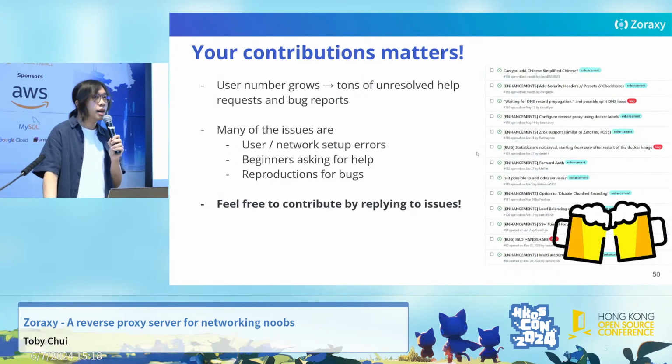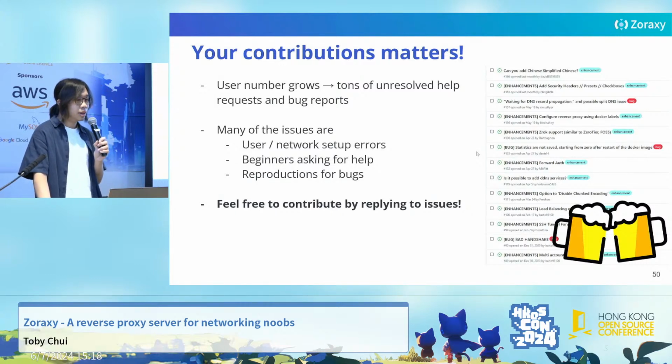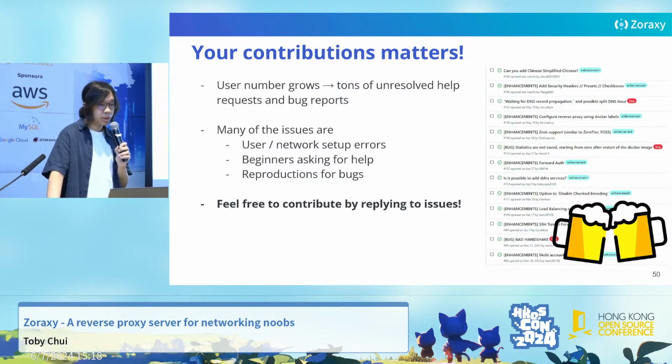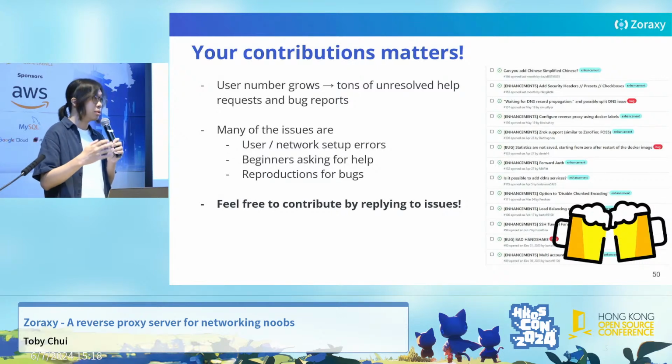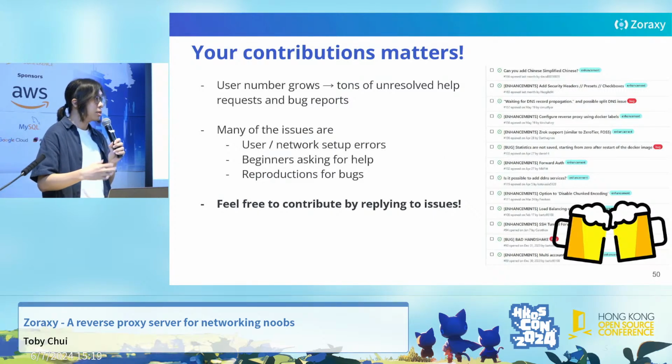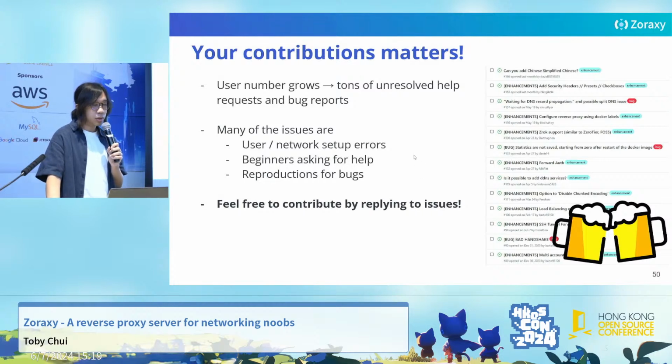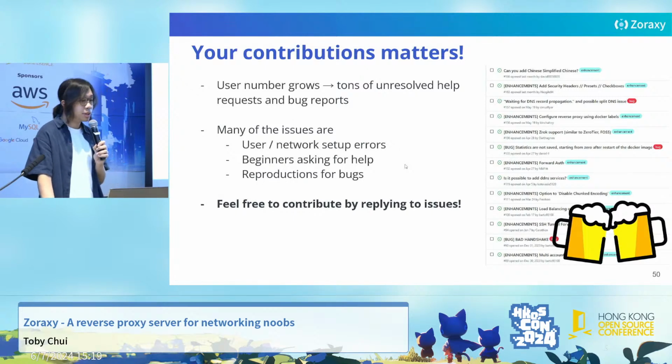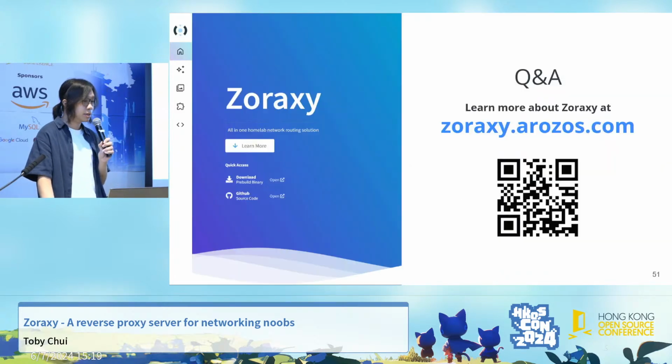I know most of you are professionals here, but if you've got the time, feel free to contribute to this project because we are trying. Currently, we have a lot of users, and the user count is still increasing. A lot of them are also beginners like me 2 years ago, who had a lot of issues setting up networks or understanding how network routing actually works, and there are also a lot of bug reports that are not actually bugs, but just misconfigurations. So if you have the time and you know how a reverse proxy works, feel free to contribute by replying to these issues. This is all I'm going to share today.